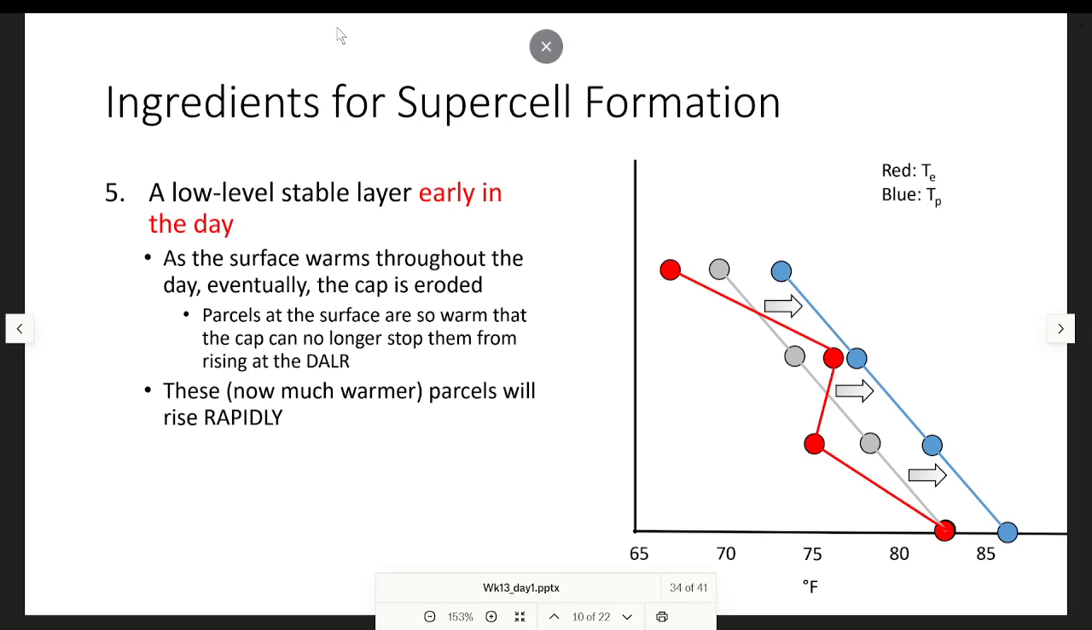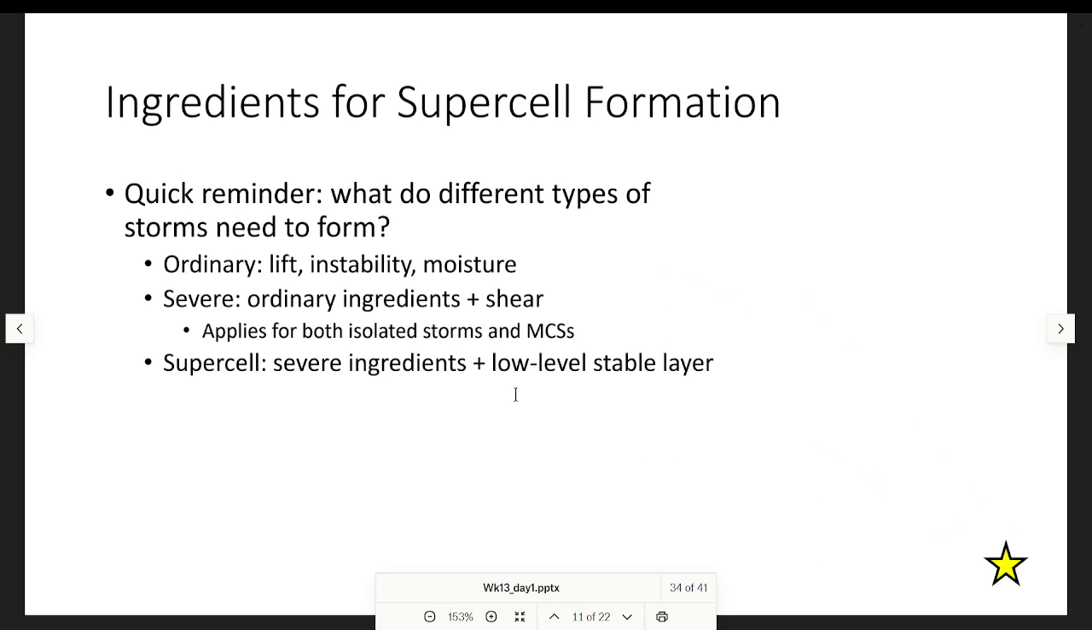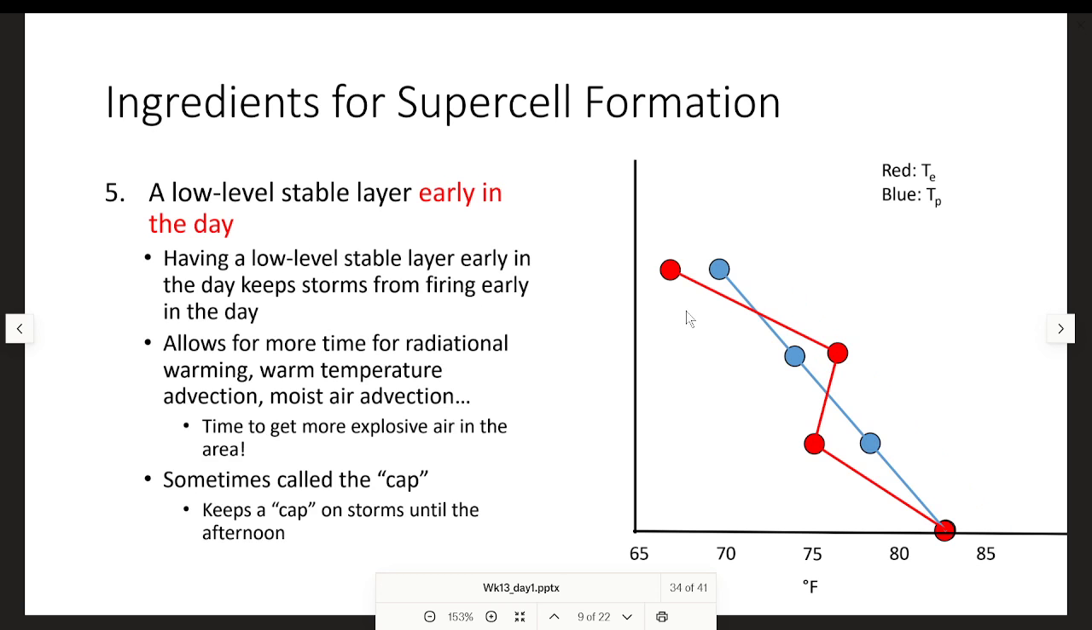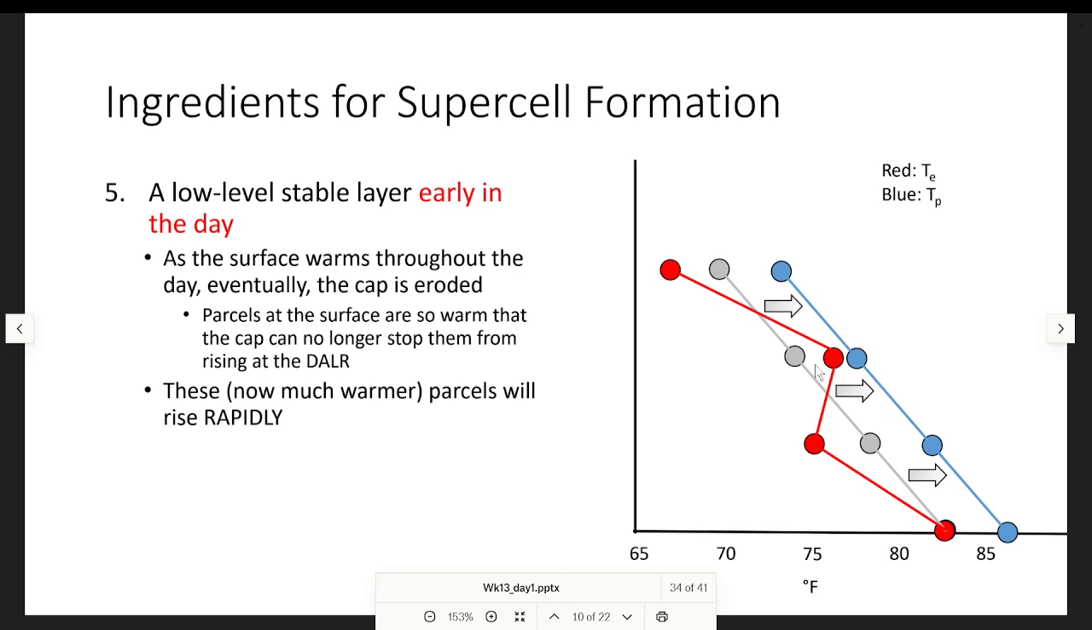Okay, so as the surface warms throughout the day, this cap is eroded. You can see this parcel temperature moves over, so it's now warmer than the environment at all places. Parcels at the surface are so warm that the cap can no longer stop them from rising at the adiabatic lapse rate. And now the parcels will rise rapidly, very suddenly. So yeah, it's a loaded gun. It creates that extra oomph. If you don't break the cap, though, you're not going to get any storms. So the cap can sometimes come back to bite you, but it's good if you can get it to erode away.